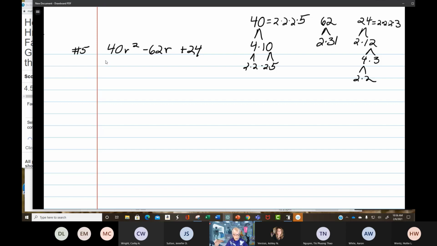So let's just write it out. 2 times 2 times 2 times 5 times r minus 2 times 31 times r plus 2 times 2 times 2 times 3 and no r. Okay, it looks to me like one stinky 2 is going to be all we can pull out.